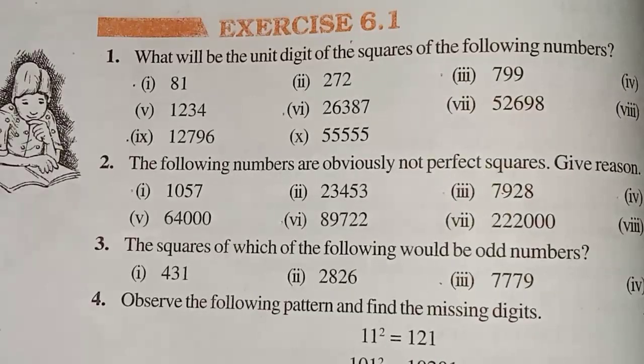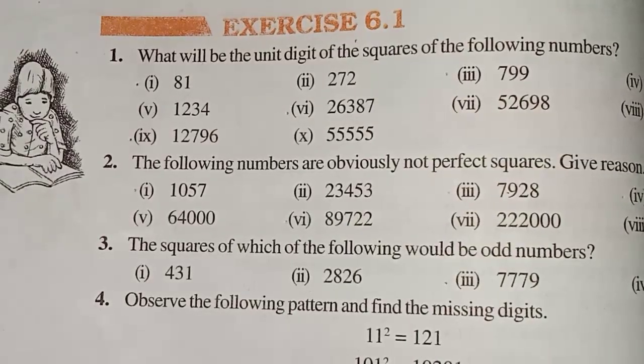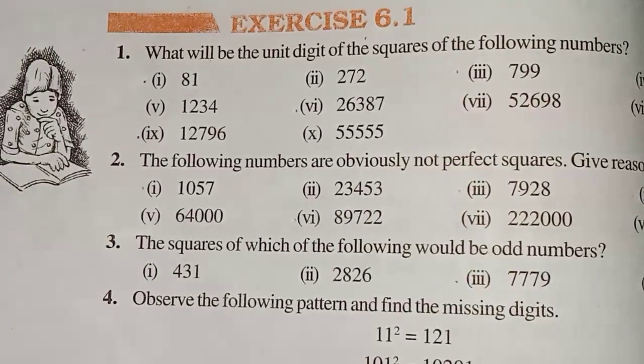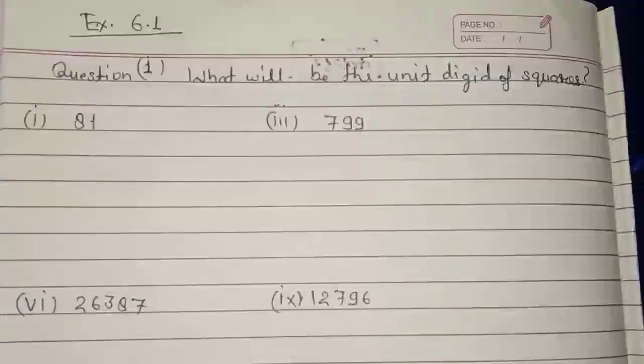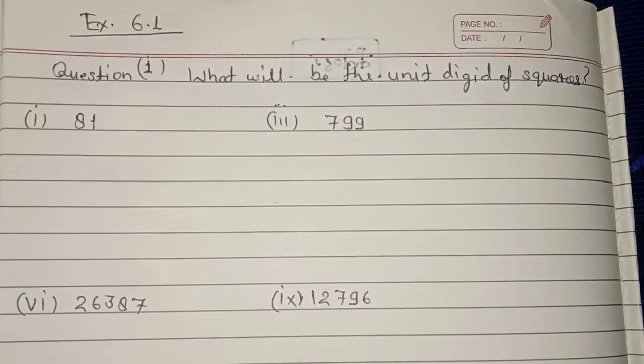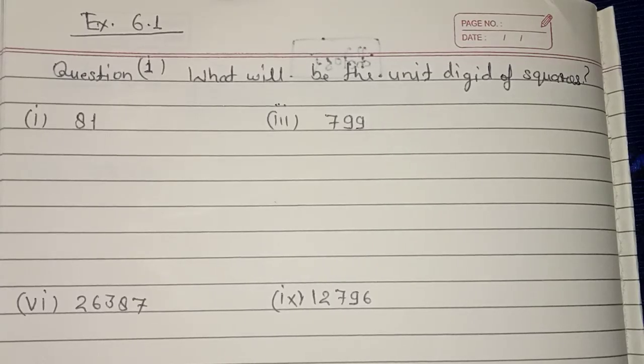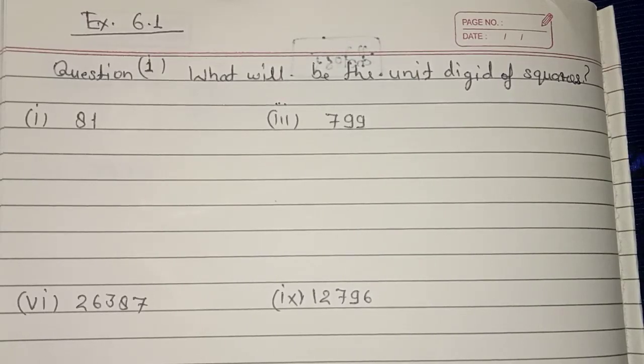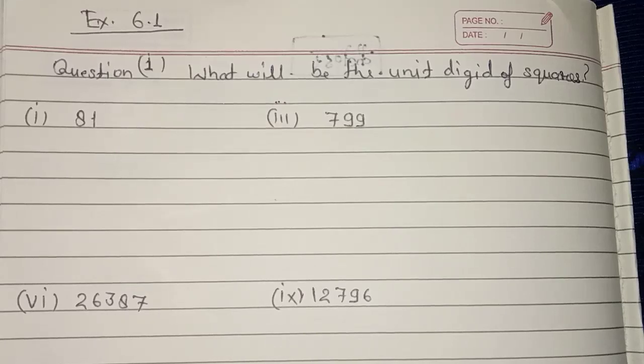We have our exercise 6.1 now, and we are going to solve some questions in our classwork section. Your first question of this exercise is, what will be the unit digit of the squares of the following numbers? And first number given is 81. So as you know, 1 is given as ones digit here. The square of 81 keeps 1 as units digit.